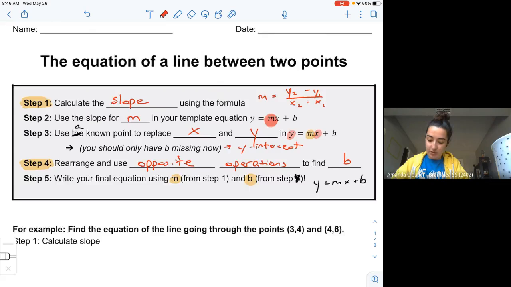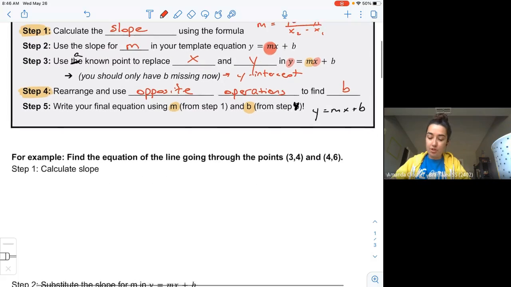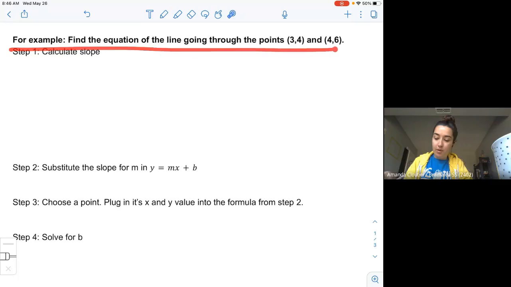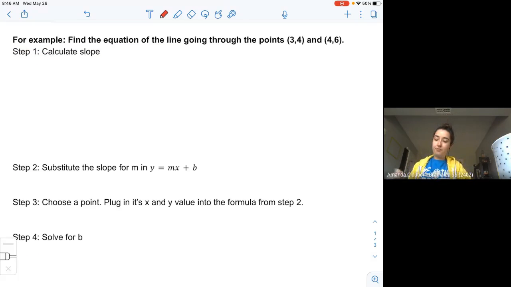Awesome. So let's take a look here. We're going to do our first example. The way that I've written it is we have our example, and then I've broken it down into all of the different steps. So we are going to find the equation of the line that is going through points (3, 4) and (4, 6). All we know about this line is that it is in between those 2 points, (3, 4) and (4, 6).